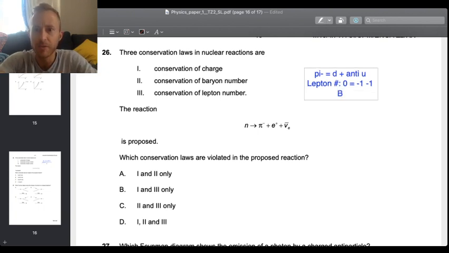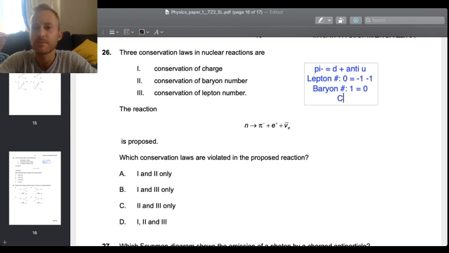Looking at baryon number. The baryon number of a neutron, it's made out of 3 quarks, so it's 1/3 plus 1/3 plus 1/3 equals 1. And then a pion has a baryon number of 0 because it's a baryon and an antibaryon. And then the other two things are leptons, so they have a baryon number of 0. So we have 1 goes to 0.